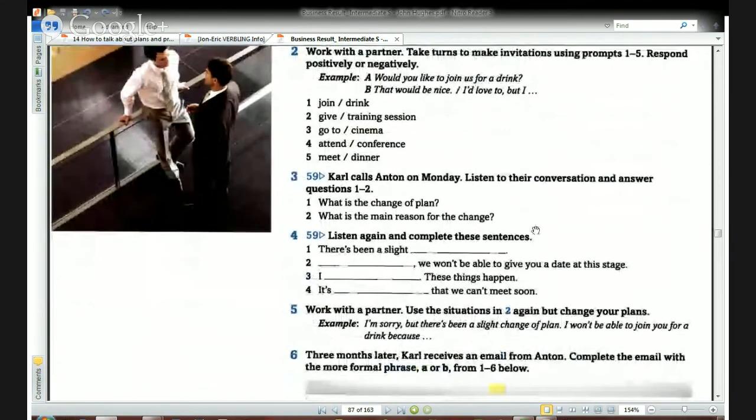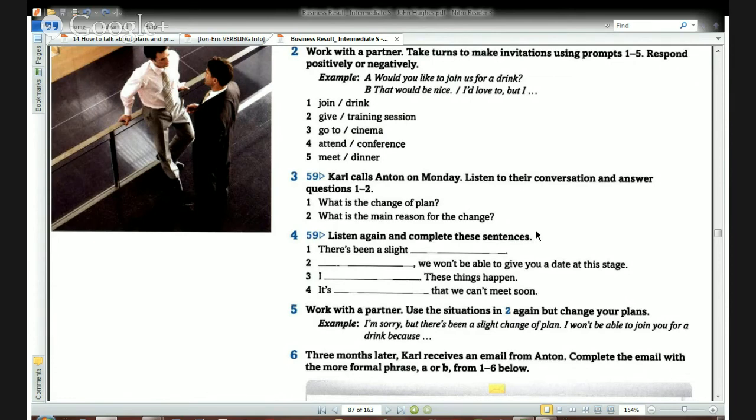We're going to scroll down back to the previous exercise. In the next part of the conversation, Carl calls Anton the following Monday. You're going to listen to the conversation and answer these general questions first. What's the change of plan? And what is the main reason for the change? You're listening for the gist. The gist is the general idea.